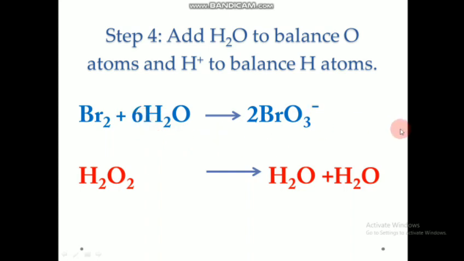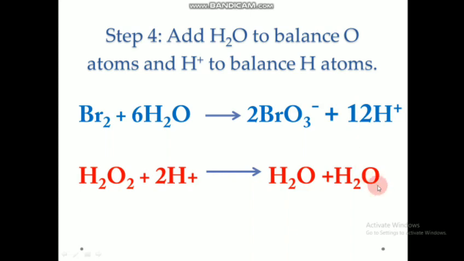As it is acid medium, we add the same number of H plus ions to this side. This side we have 12 hydrogens, so the same number of H plus we will add to the other side. Hence it will become 12 H plus. In the second reaction there are 2 hydrogens on one side, but on the other side we have 4 hydrogen atoms, since 2 H2Os are there, so 4 hydrogens. So 2 are remaining to come here, which we will add as plus 2 H plus. Hence oxygen and hydrogen are balanced in both cases.